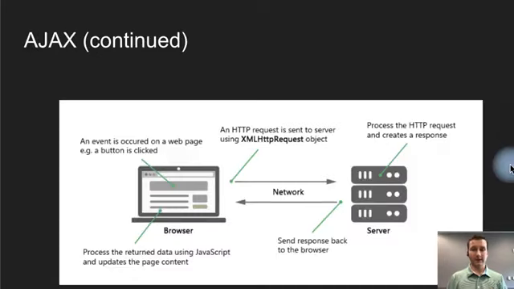This figure explains Ajax. Here we have an event that's triggered on a web page. An XMLHttpRequest object is formed and sent to the server. The server processes it and creates a response. The response is sent back to the client, and the processed data is returned to the page. We process the data with JavaScript.